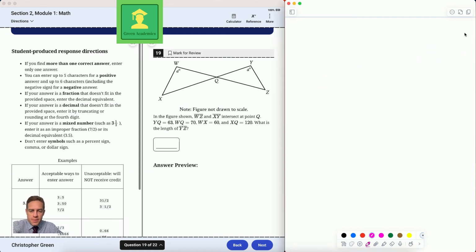In the figure shown, WZ and XY intersect at point Q. YQ is 63, WQ is 70. So what's most helpful for these questions is to redraw the triangles so that they're oriented in the same direction, so that you can correspond their elements more logically. So I'm going to draw the other one.